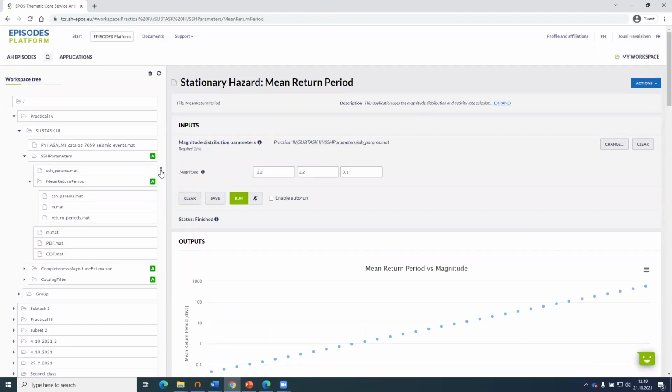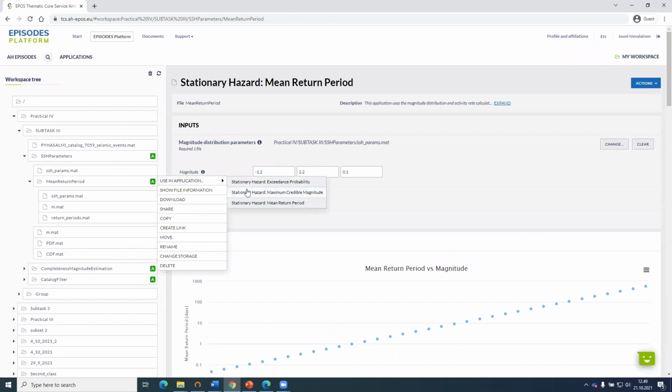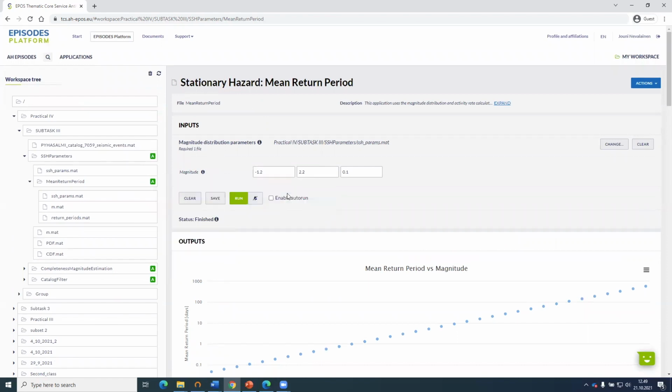We can look at another one. Let's look at the maximum credible magnitude. So I'm using those SSH params as the input file over here.